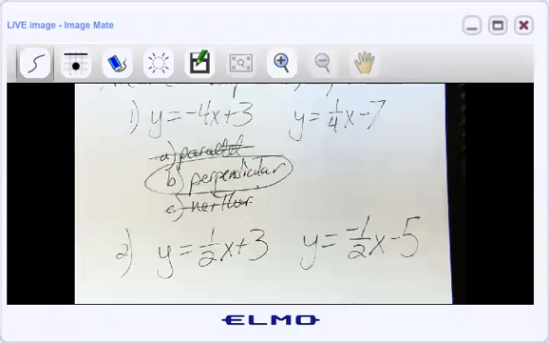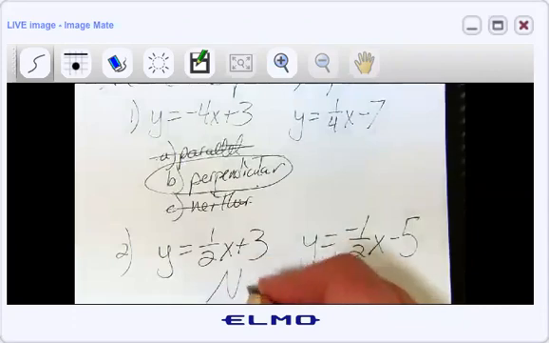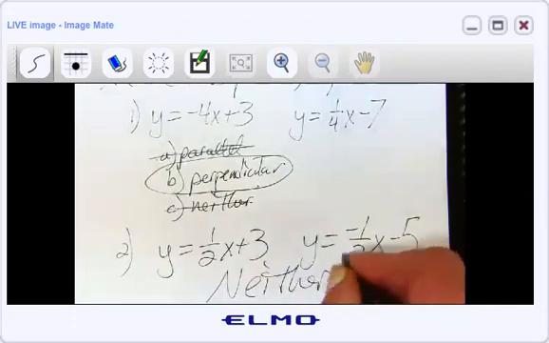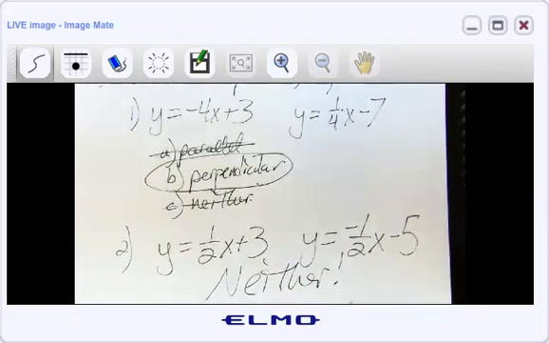Are they perpendicular? No. They are opposites of each other, but they're not reciprocals. They have to be both of those things. They're not. So that means these are just going to be neither. They're just two random lines. They're not parallel. They're not perpendicular. They're just two lines, just hanging out.